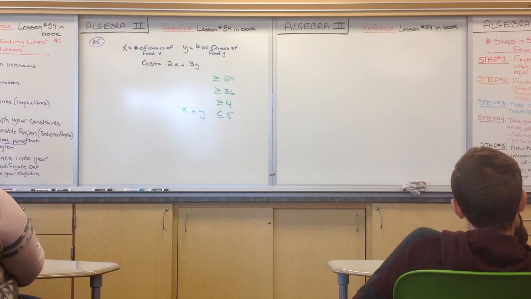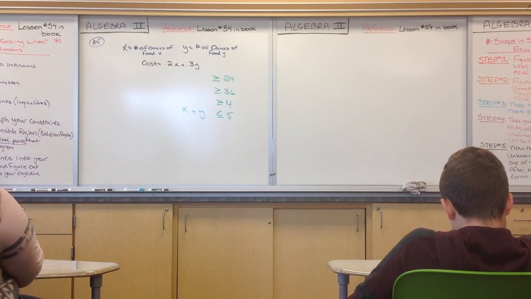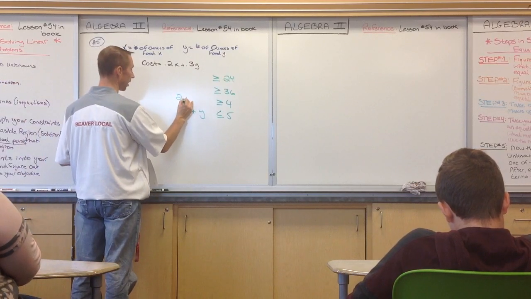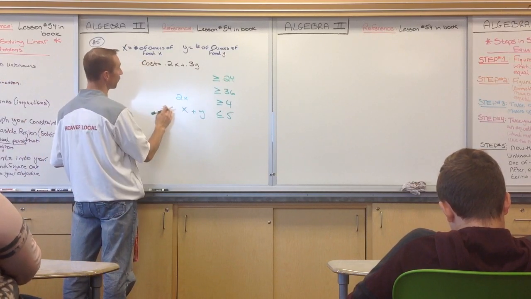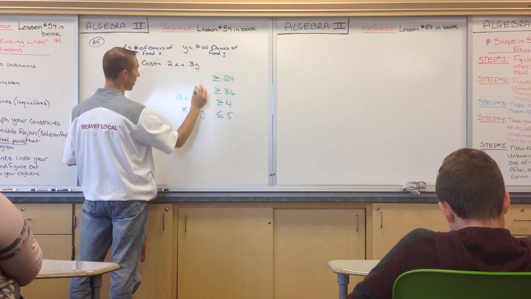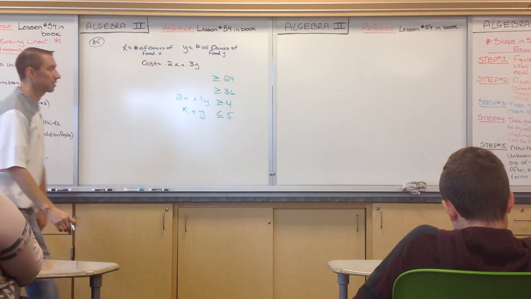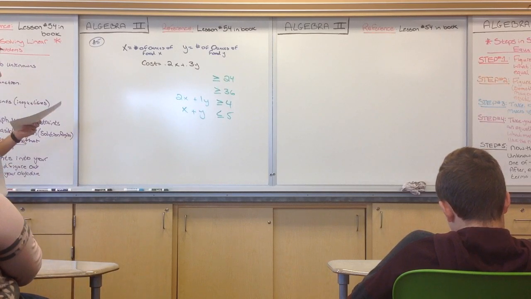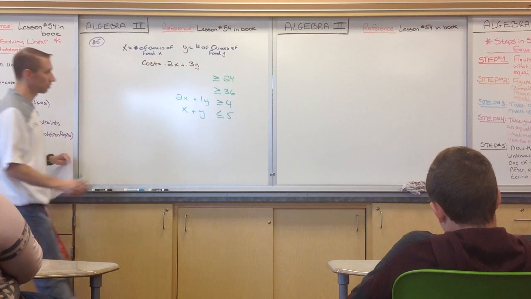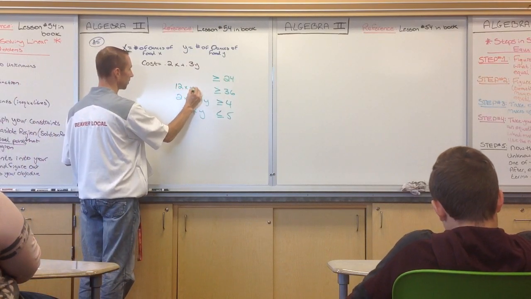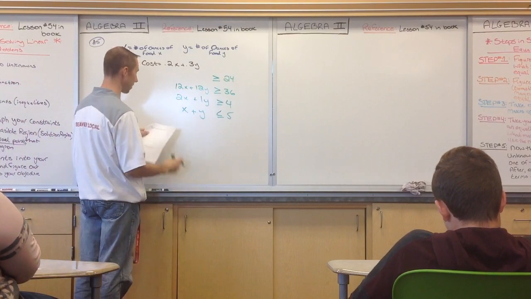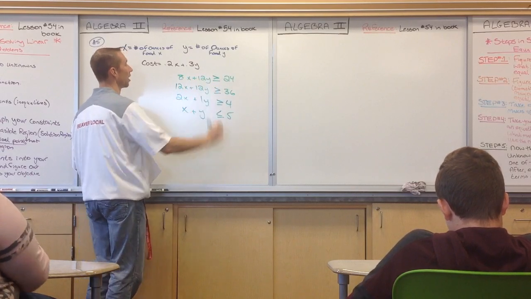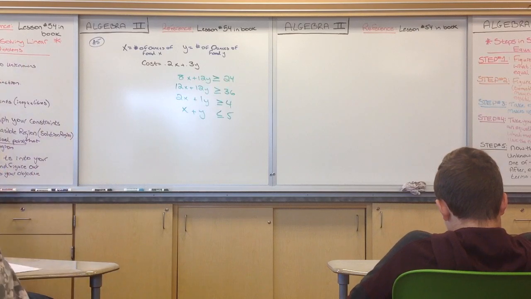Now, what about the 4? 2x plus 1y, because it's 2 ounces in food X and 1 ounce in food Y, and it has to be at least 4 in this blend, right? What about the 36? Exactly. And what about my 24? Are there any other constraints placed upon this?